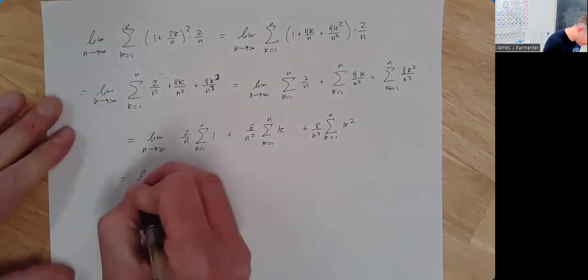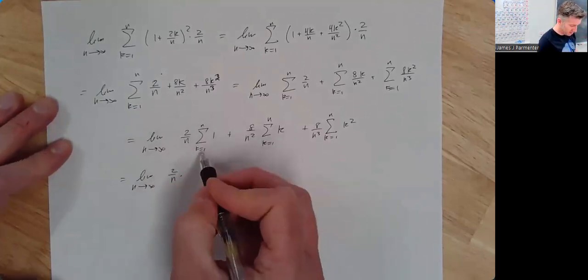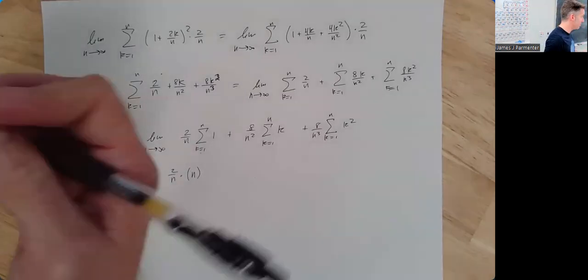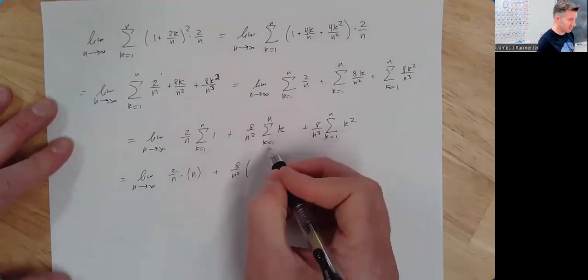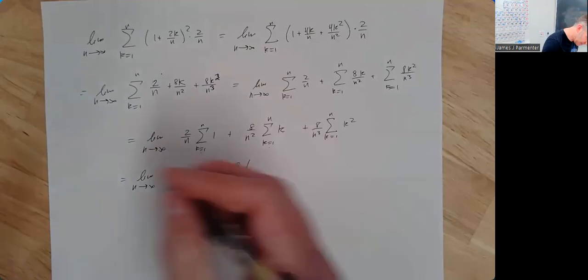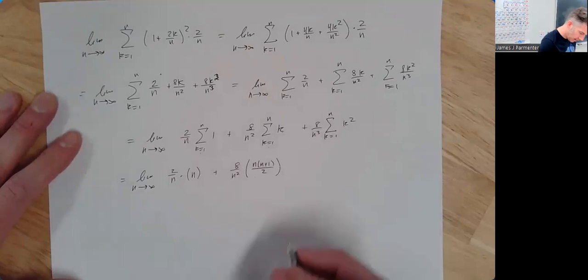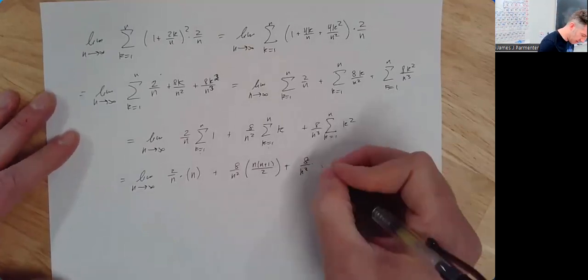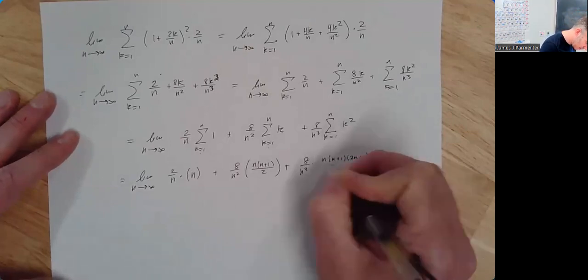This is equal to the limit as n goes to infinity of 2 over n times the sum from k equals 1 to n of 1, which is just n. You're adding up 1 n times. And 8 over n squared times the sum from k equals 1 to n of k, which is 1 plus 2 plus 3 plus 4 plus all the way to n, is n times n plus 1 over 2. And 8 over n cubed, the sum from k equals 1 to n of k squared is n times n plus 1 times 2n plus 1 all over 6.